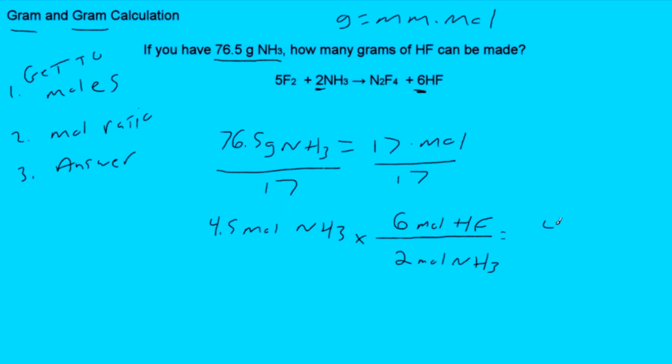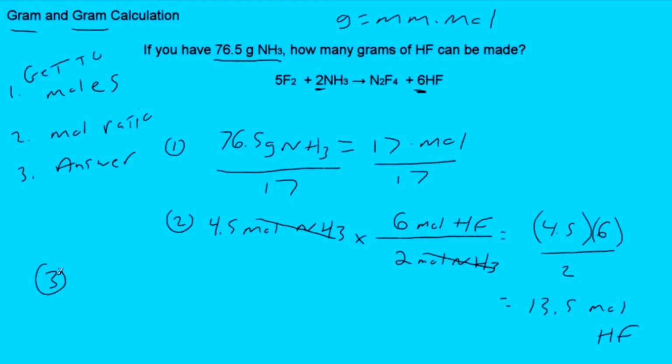Do the math. 4.5 times 6 divided by 2 comes out to 13.5. This is moles of HF. Because look what happened. The moles of NH3 cancel, moles of HF. That's what we did. All right, so all we did was convert the moles of ammonia to moles of HF. And it's all based on our recipe up here. All right, we're not done yet though. This was step 1. This was step 2. Step 3 is getting our final answer.